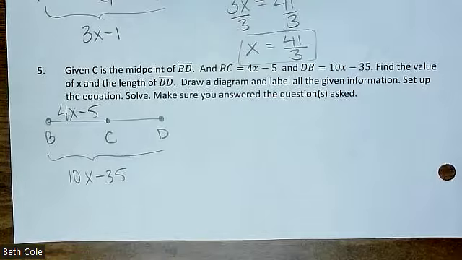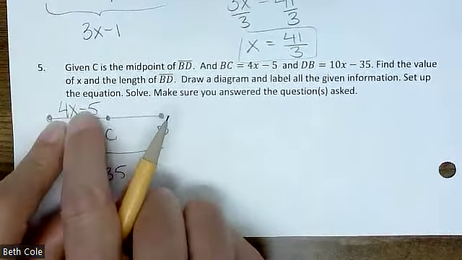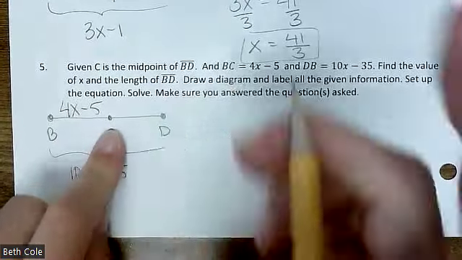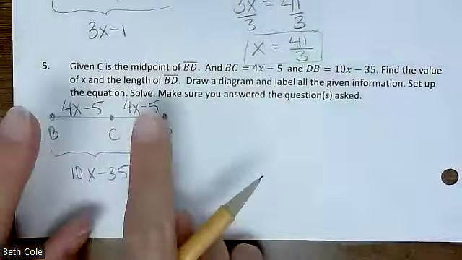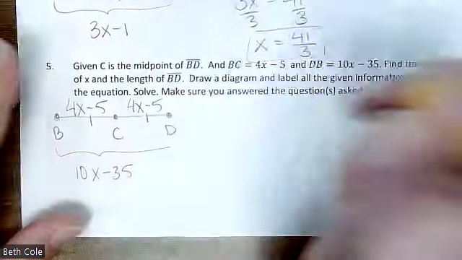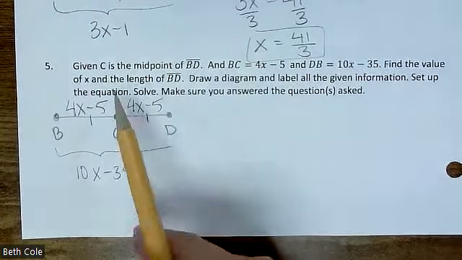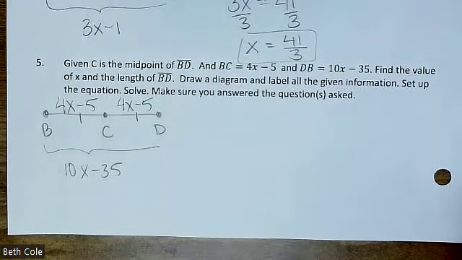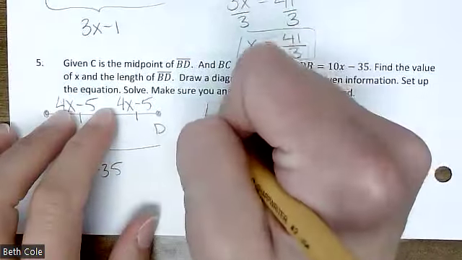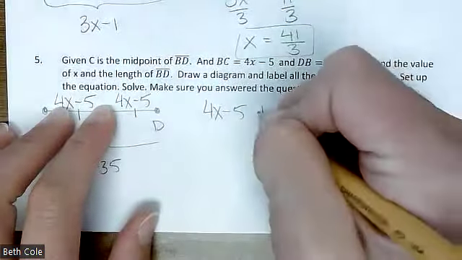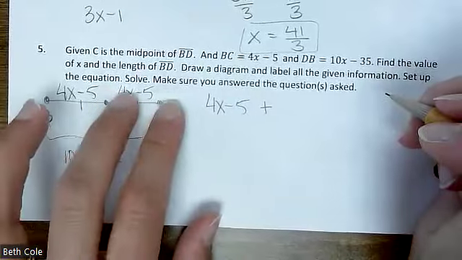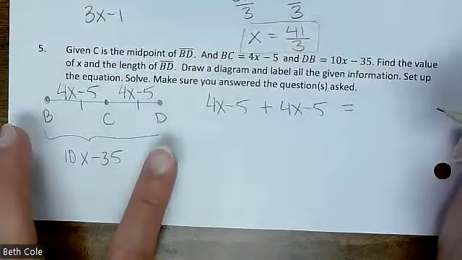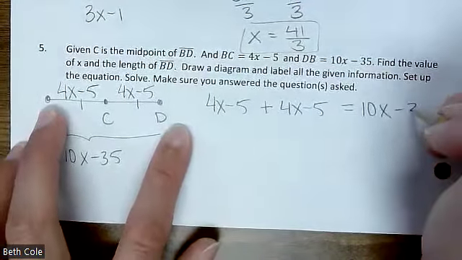Before I even read any further though, look at, if BC is 4x minus 5, then CD is 4x minus 5. If that's the midpoint, it means these two things are congruent. You can put your tick marks in if you want to. So it says find the value of x and the length of BD. So once we find x, we're going to have to plug back in. Let's set up an equation. It would be 4x minus 5 plus what? 4x minus 5 equals 10x minus 35. Good, perfect.